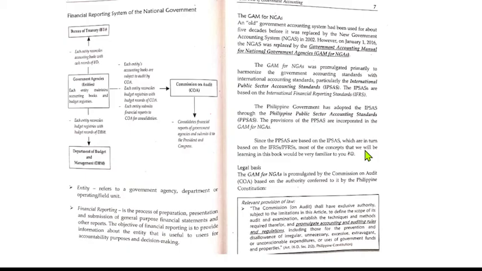Okay? What is the legal basis of the GAM? Normally, kapag nasa government ka, ang laging tinatanong kapag mayroong financial transaction ay ano ang legal basis mo. So, kailangan ma-cite natin. So, the GAM for NGAS is promulgated by the COA based on the authority conferred to it by the Philippine Constitution. Kasi, ang gumawa niyan ay ang Commission on Audit.